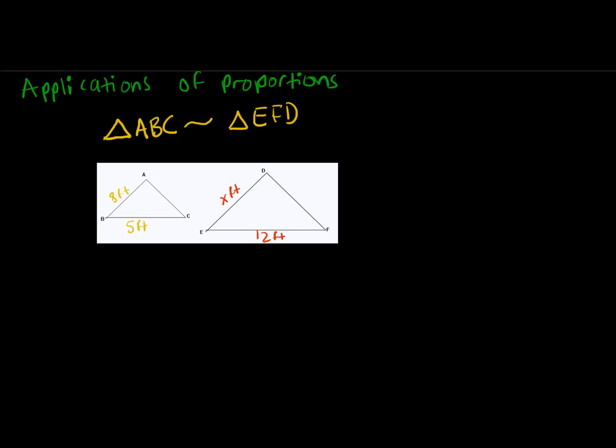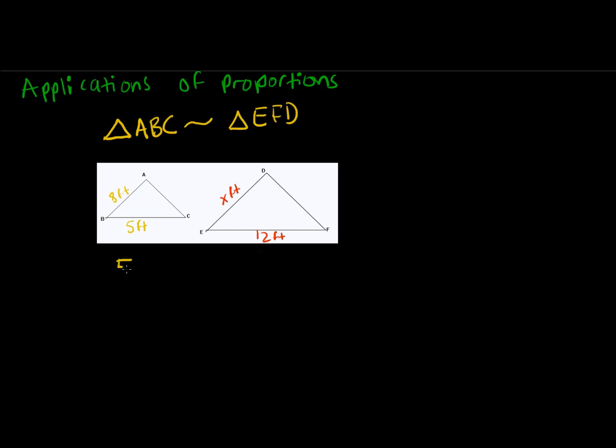So we have two triangles, and they're actually similar triangles because of the symbol between the two triangles lets us know that they are similar. The sides of the smaller triangle are 8 feet and 5 feet. The sides of the bigger triangle are x feet and 12 feet. We want to solve for the missing side, x. So we have to set up some proportions.